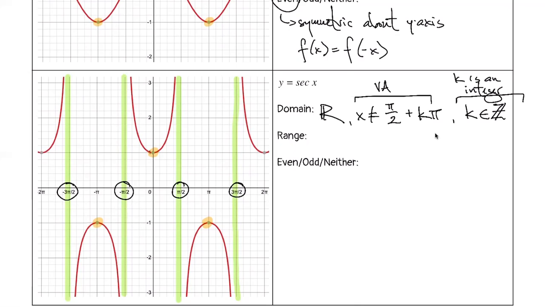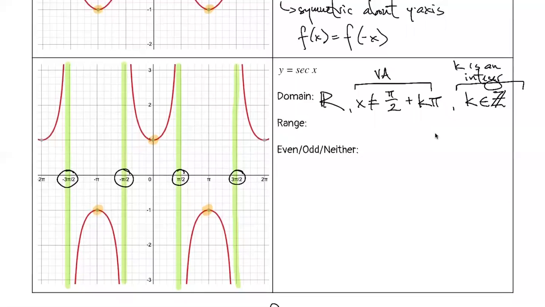Again, you don't need to know this for the test, but I think it's nice to be able to read your way through some things and help them make a little bit more sense, okay?